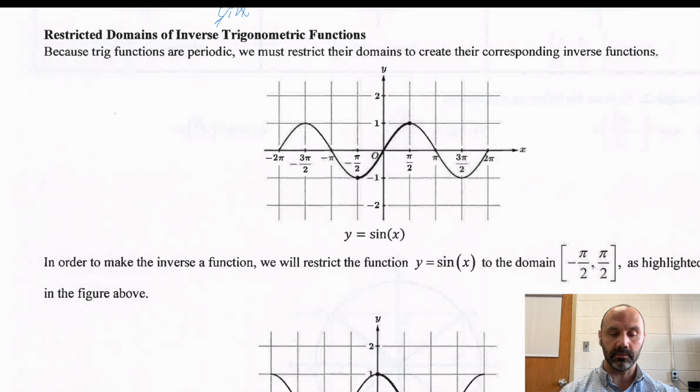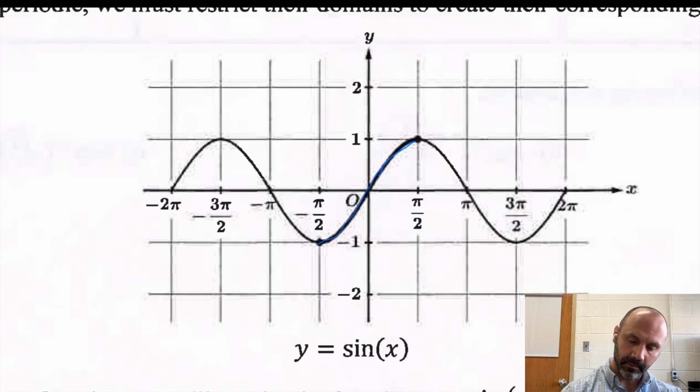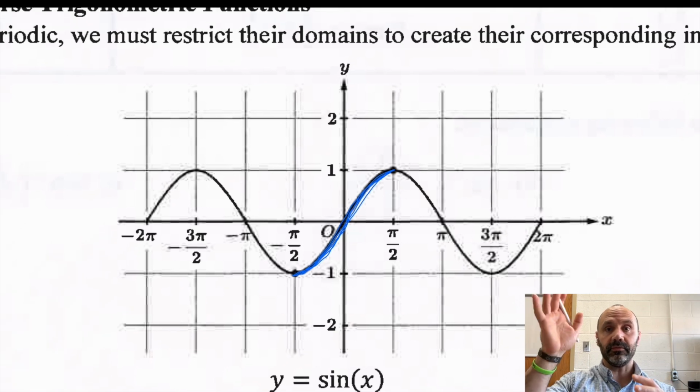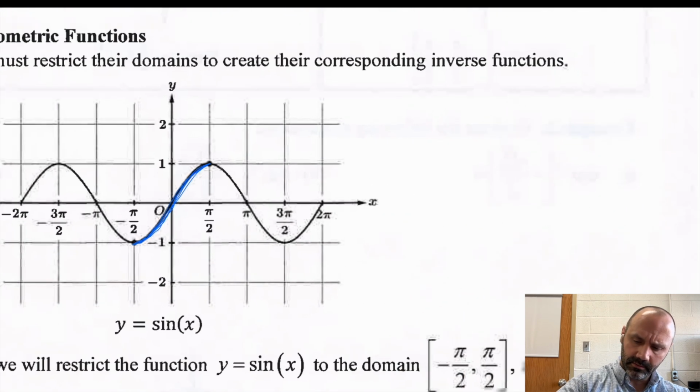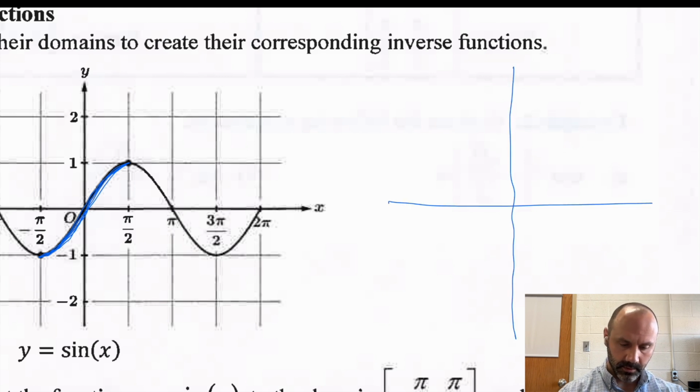Also, I forgot restricted domains of inverse trig functions. For sine, we restrict ourselves to between negative pi over 2 and pi over 2. If you were to take this graph and reflect it the way that we do for inverse functions, you'd end up with something like this.